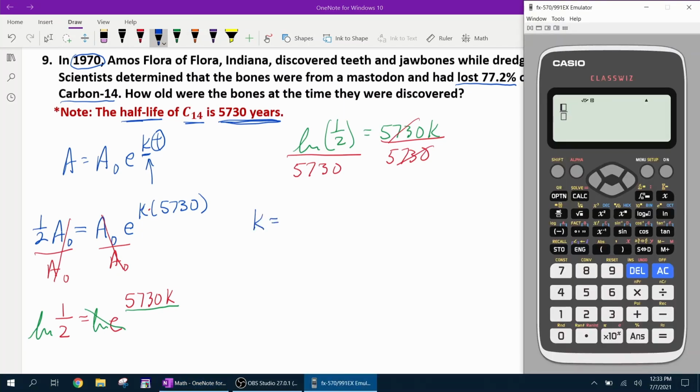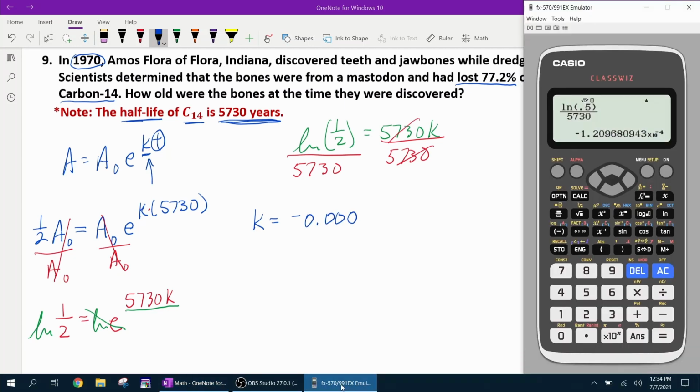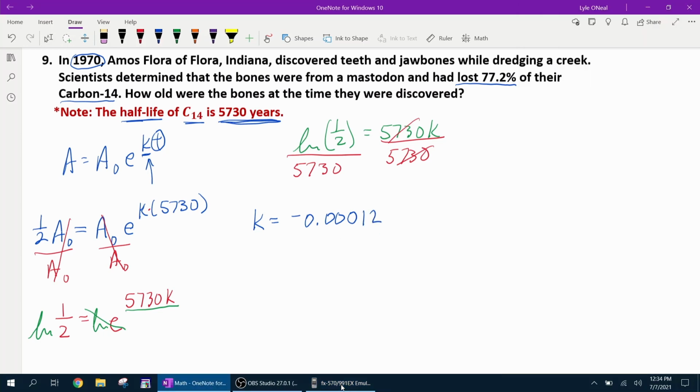We're going to do it as a fraction: natural log of 1/2, I'm going to use 0.5, which is the same as a half, divided by 5,730. Oh, and notice that it gives it in scientific notation. Now this times 10 to the negative 4 means that I need to take the decimal and move it 4 places to the left to get the actual value. So that's going to be negative 0.00012, rounded to the nearest hundred thousandths.